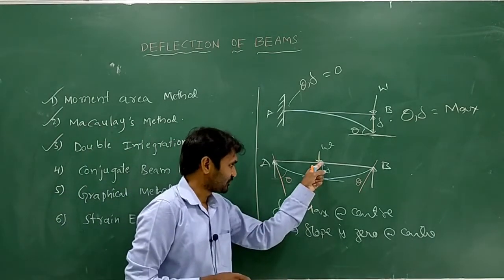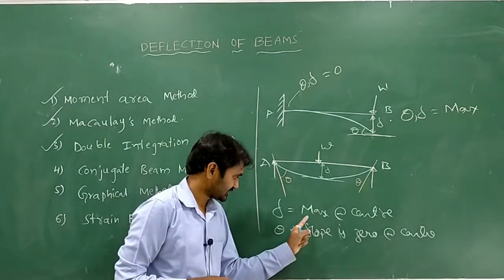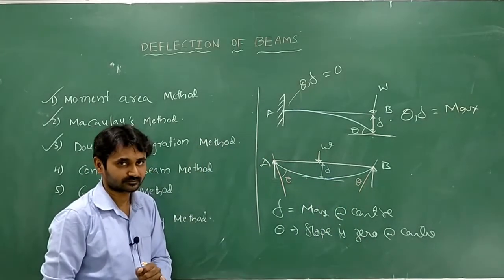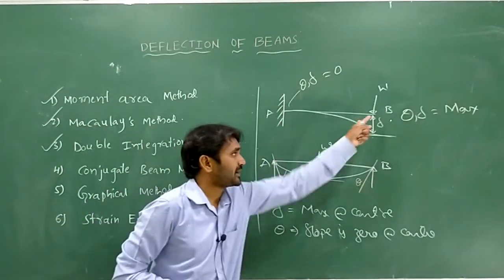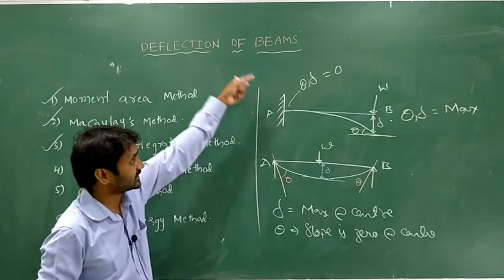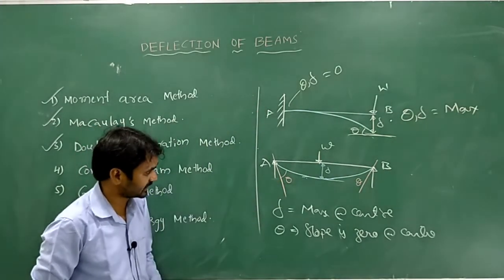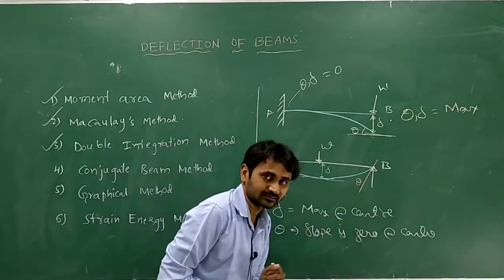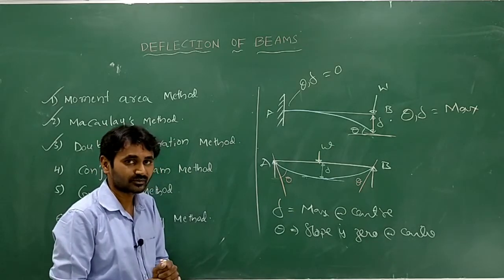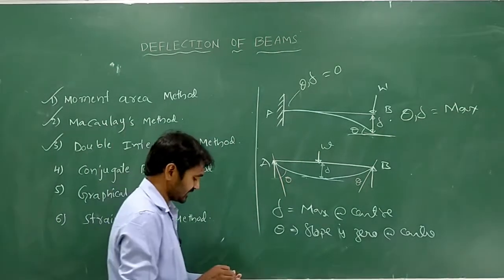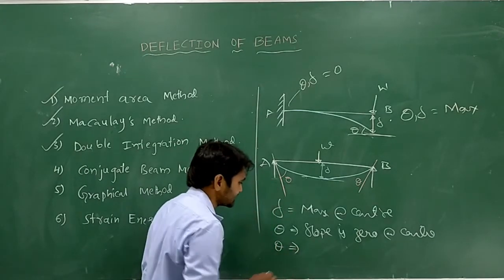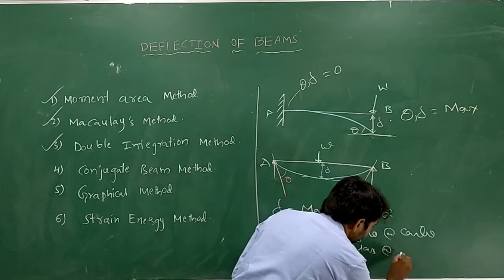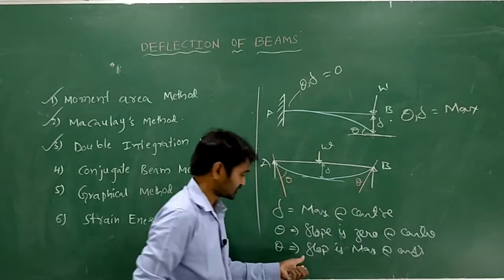So it tells that where the deflection is maximum, there the slope is 0 in case of simply supported beam. So in case of cantilever beam, slope and deflection both are maximum at the free end, both are 0 at the fixed end. But in case of simply supported beam, deflection is maximum at the center and slope is 0 at the center. But where do you get maximum slope? I will write one more thing. Slope is maximum at ends.